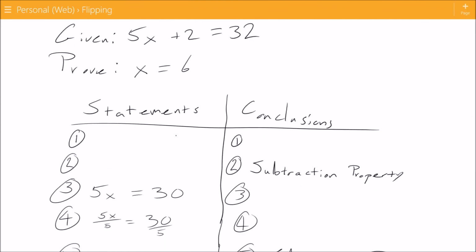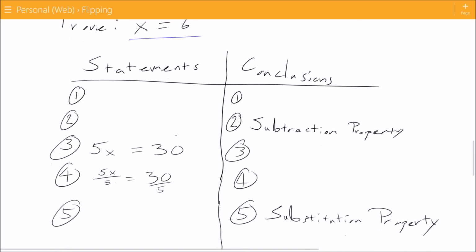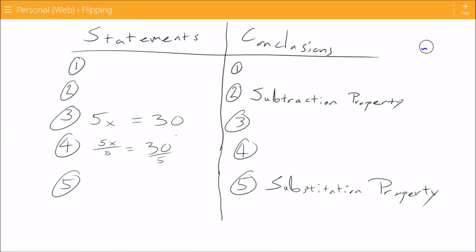So, given that 5x plus 2 equals 32, you want to prove that x equals 6. Your statements, your conclusions. Fill in the blanks here. Bring your questions. Let's see how this goes.